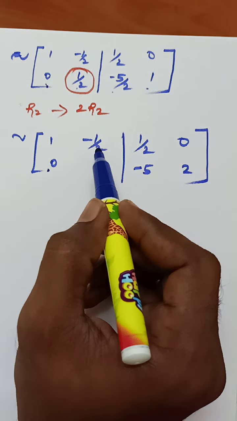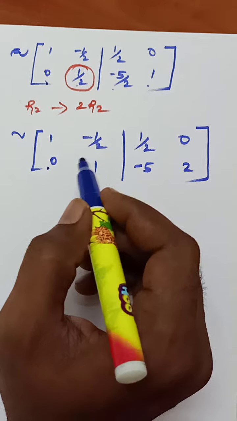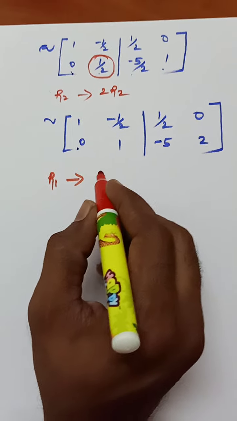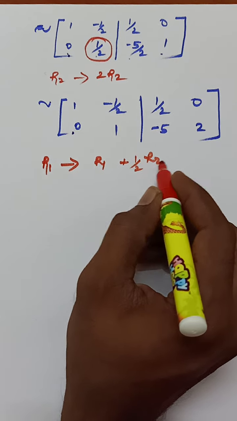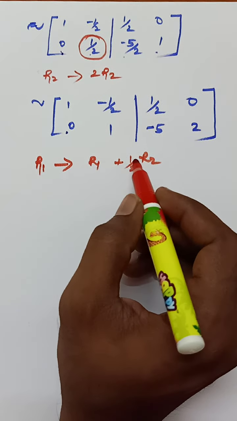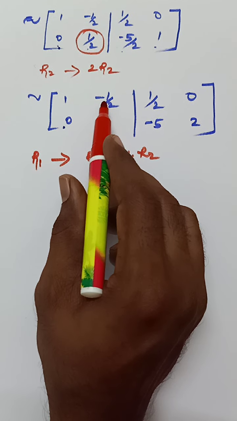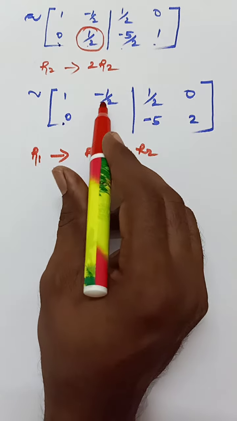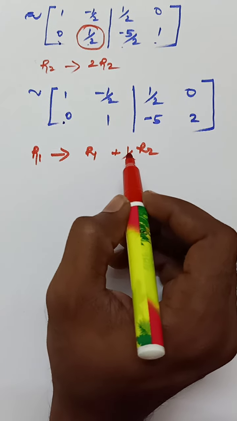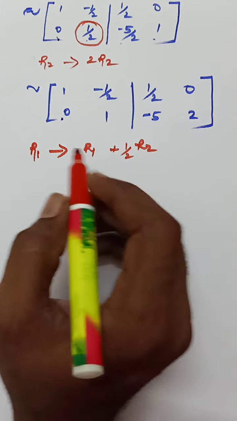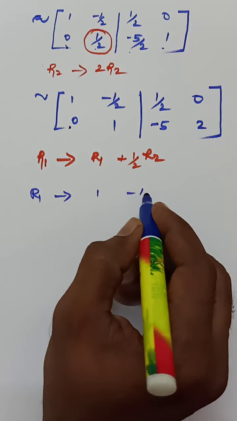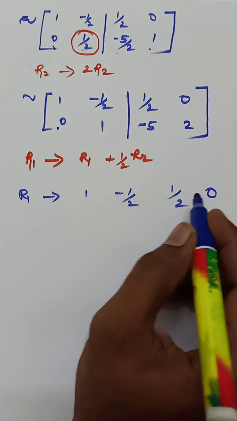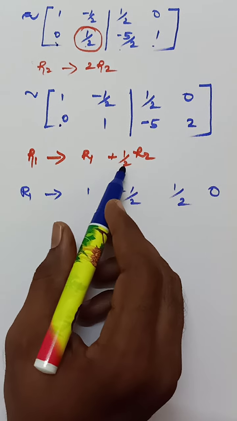Now I am having 1 here. So easily we can make this part 0. So R1 tends to R1 plus 1 by 2 R2. How are we getting the number? Here 1, this is minus 1 by 2. Minus 1 by 2 plus 1 by 2 only will give 0. So here you have 1. We are multiplying this by 1 by 2. So R1 has no change. R1 is 1, minus 1 by 2, 1 by 2, 0. Your R2 tends to 1 by 2 times R2.